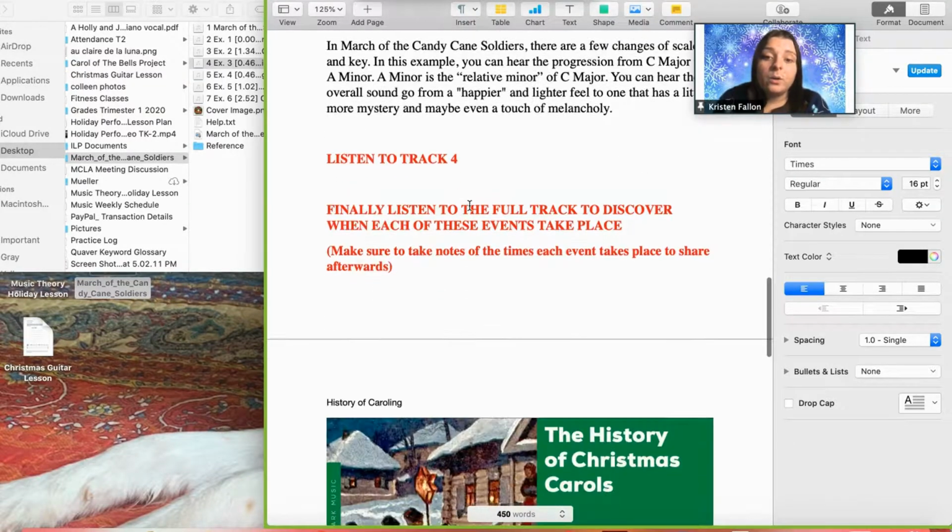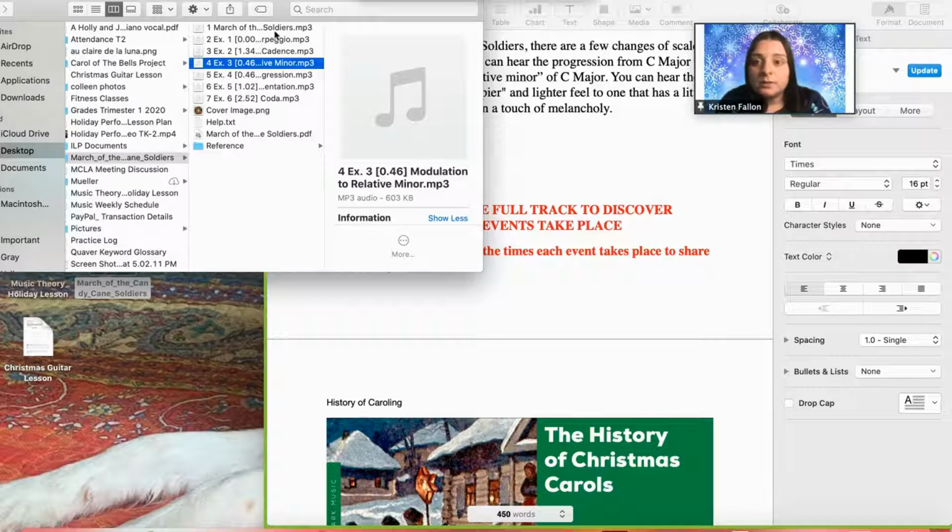So now we are going to listen to the full track. And I would like for you to take notes of the times that each event takes place when you hear each thing happen. And then we're going to share that afterwards. So you all have your computers, so you can just type it there, but otherwise you can write it with a pen and paper. And I'll just ask you guys to share afterwards. So the full song, here we go.